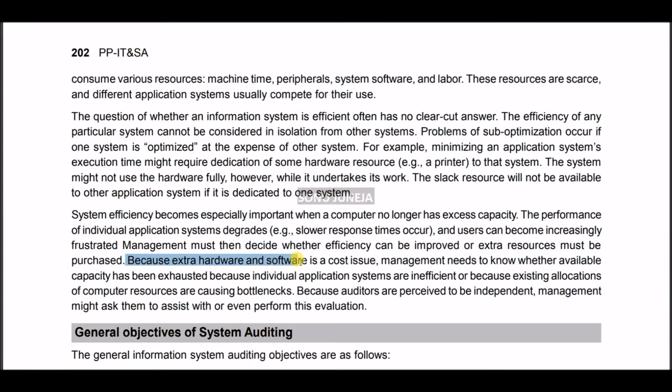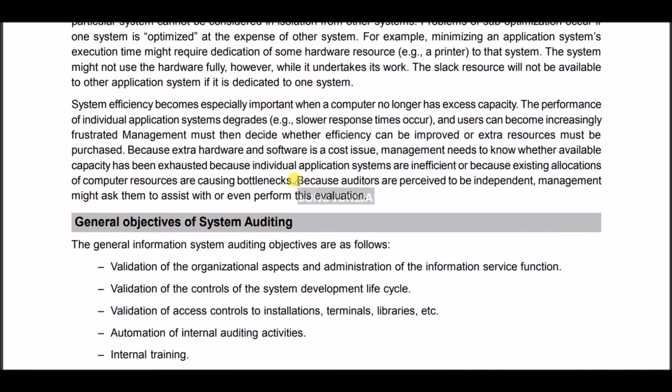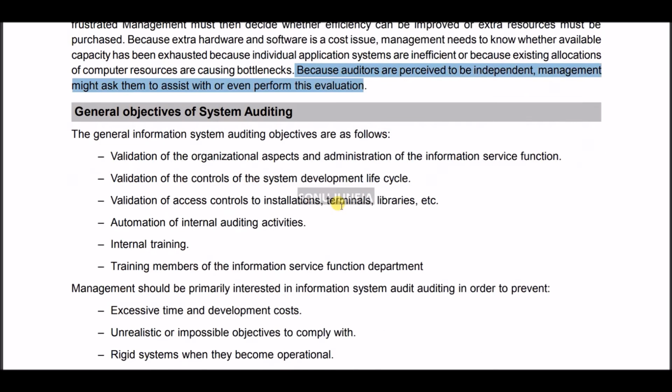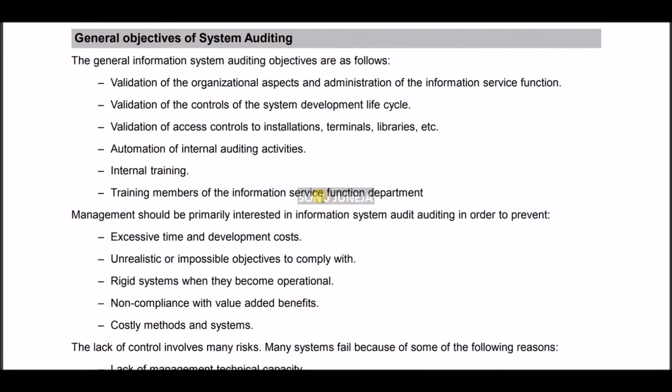Because extra hardware and software is a cost issue, management needs to know whether the available capacity has been exhausted because individual application systems are inefficient or because the existing allocation of computer resources is causing bottlenecks. Because auditors are perceived to be independent, management might ask them to assist with or even perform this evaluation. So now we're going through the general objectives of system auditing.